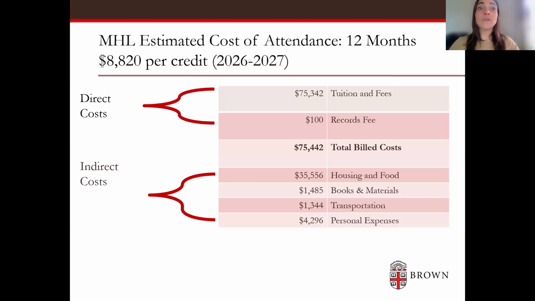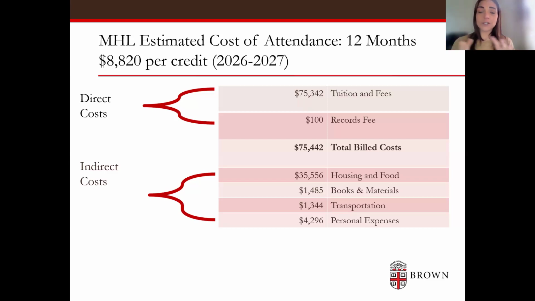This next slide talks about the cost of attendance for the Masters in Healthcare Leadership program based on the totality of the program, the full 12 months enrolled. So for informational purposes, based on the most current academic year that is to begin, the upcoming 26-27 academic year, the current per credit tuition rate for this program is $8,820. On this slide, we've separated the breakdown of the cost of attendance between 2 separate factors, direct costs and indirect costs.